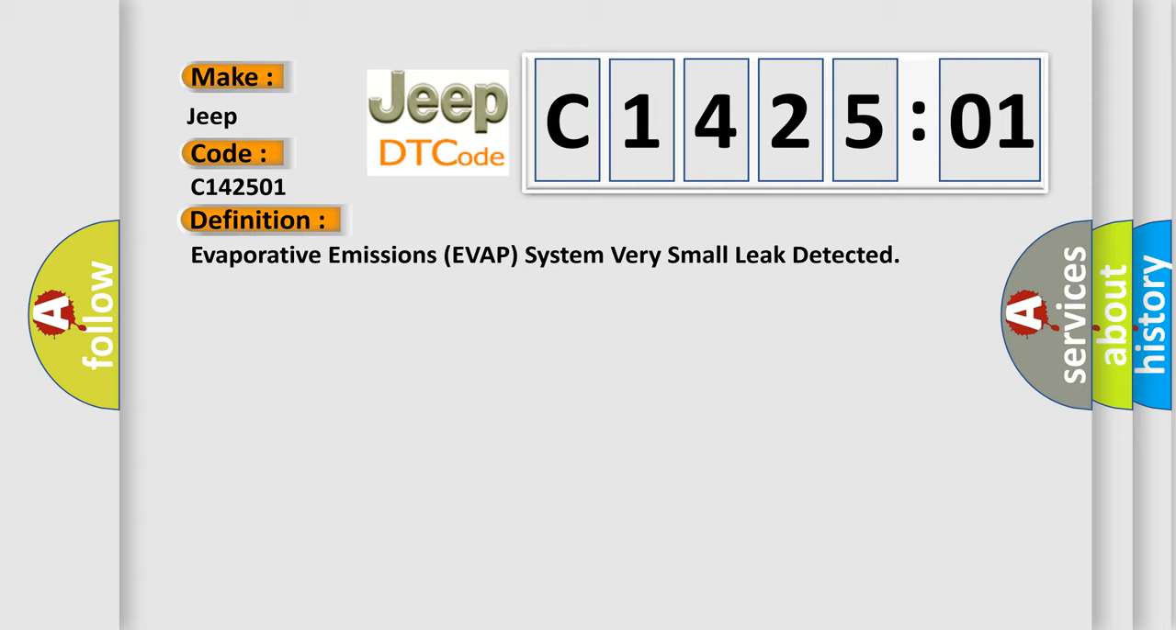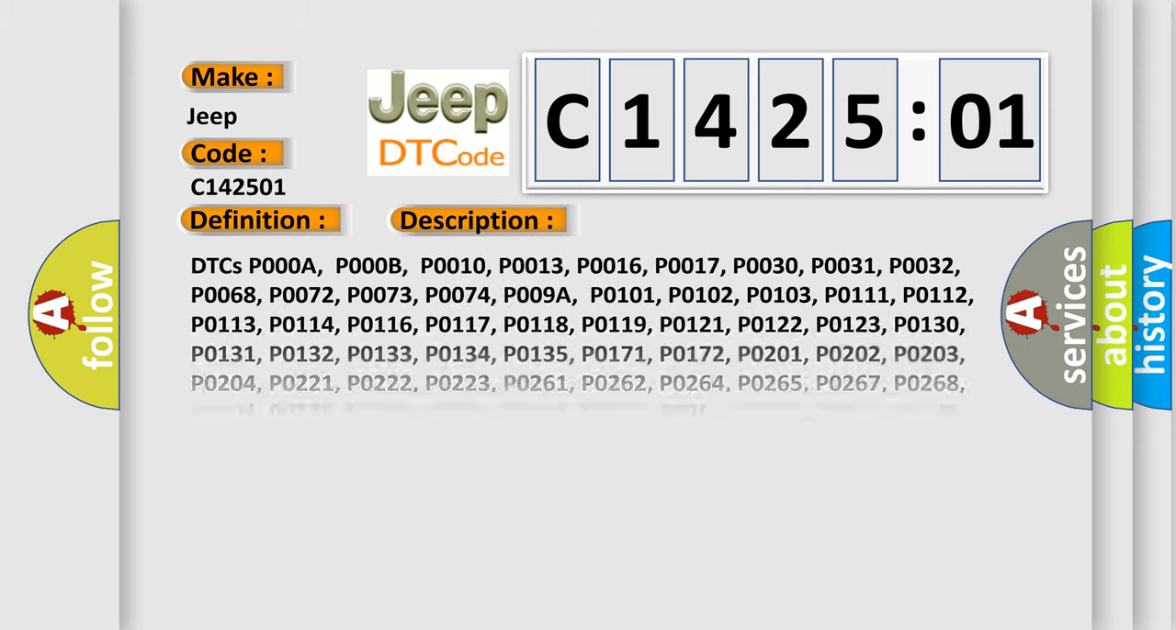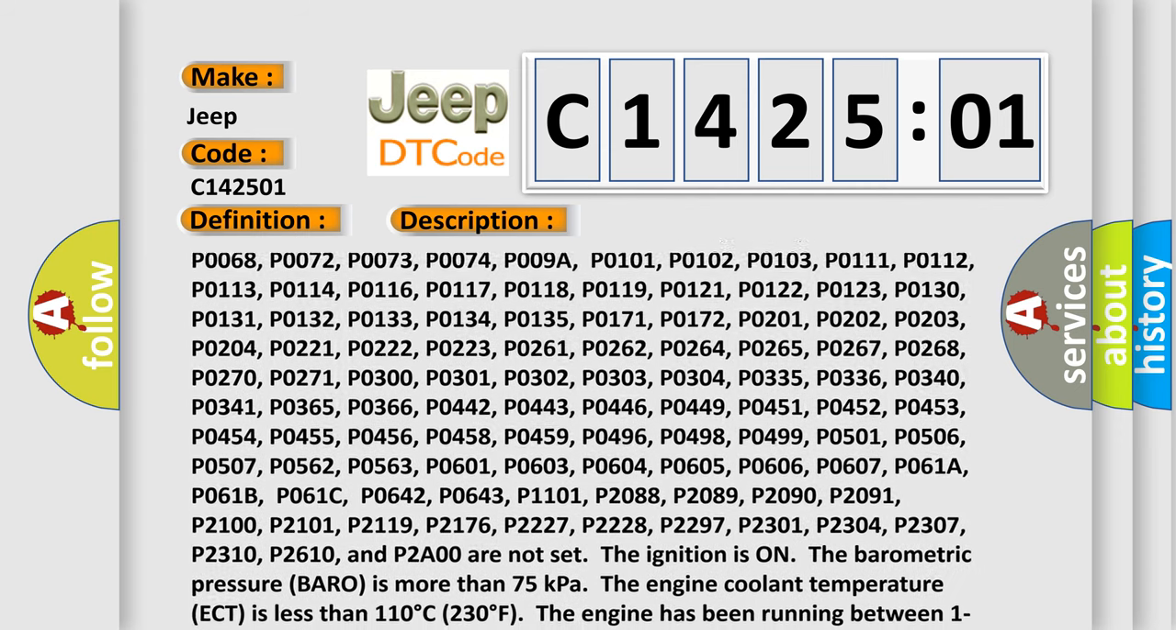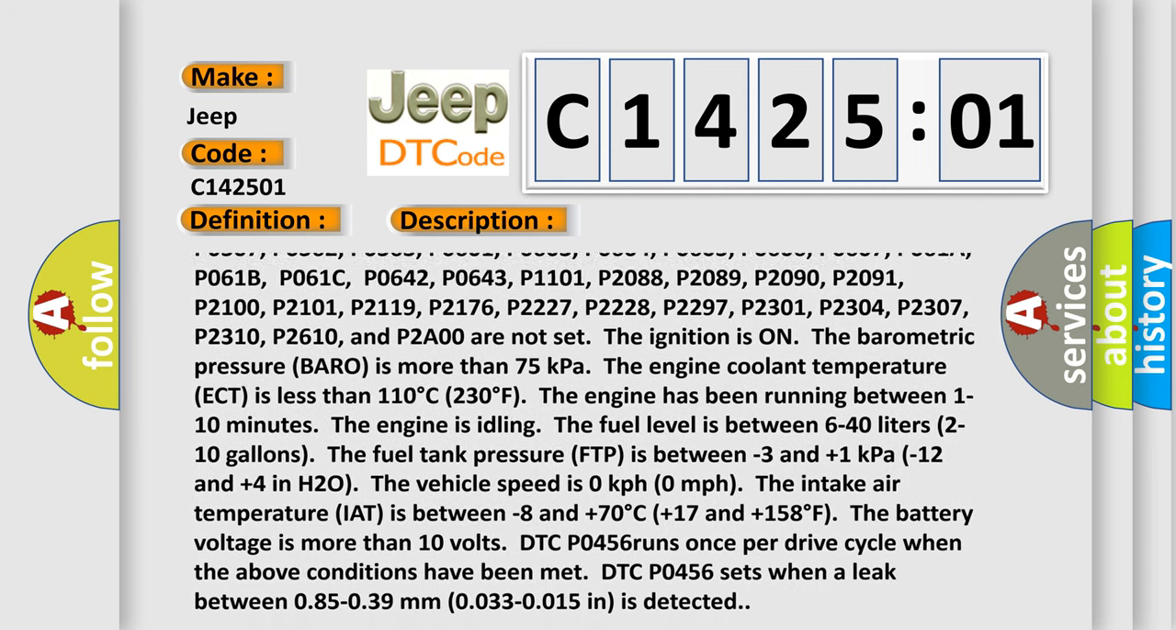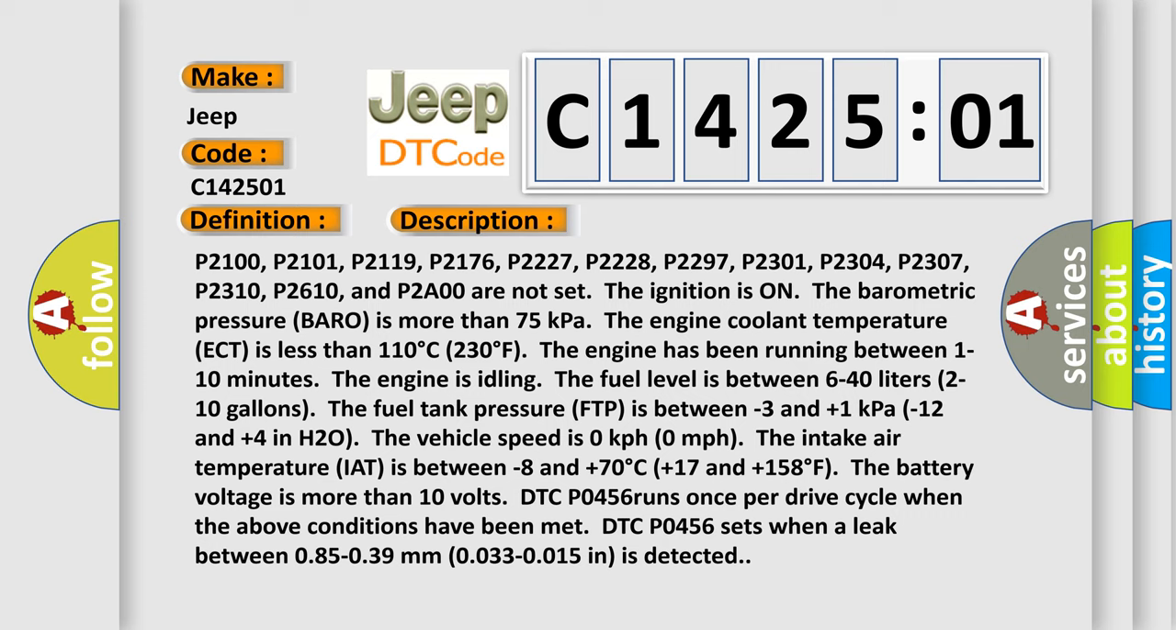DTC P0456 runs once per drive cycle when the above conditions have been met. DTC P0456 sets when a leak between 0.85 to 0.39 mm, 0.033 to 0.015 in, is detected. This diagnostic error occurs most often in these cases: damaged evap purge solenoid, damaged evap vent valve or evap canister, incorrectly routed, kinked, or damaged evap pipes and hoses.